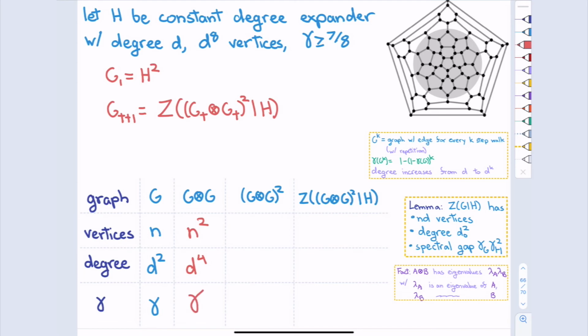Okay. Now I take this graph and I square it. So I'm looking at all the two-step walks become the edges. How many vertices? Does not change. What is the degree? Okay, so we'll square it and that gives us D to the 8. D8, like chess.